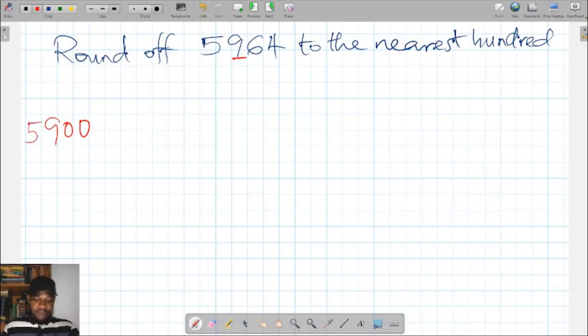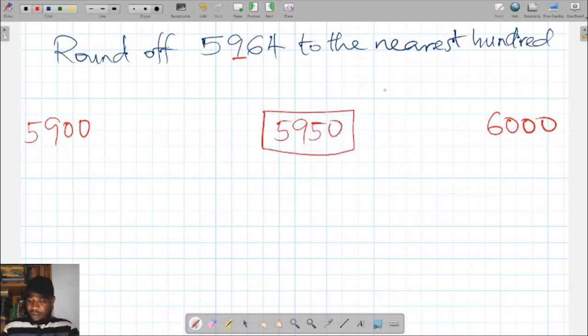So imagine that we started off with 5964. Then the lower bound will be 5900, then plus another 100, that is 5900 plus 100, which is 6000. And so the middle value will be 5950. 5964 comes after that, so obviously it goes closer to 6000, and we say that the nearest 100 in this case is 6000. And you might be wondering, why 6000?